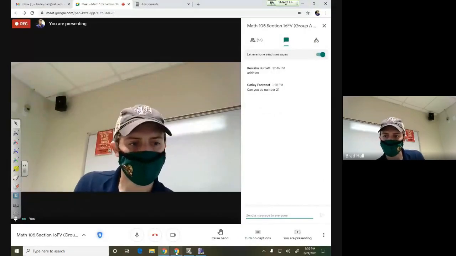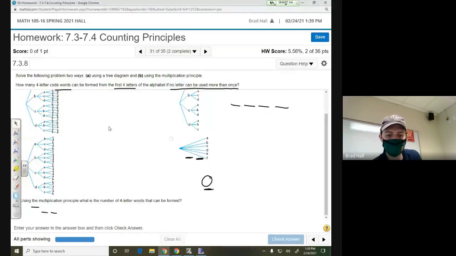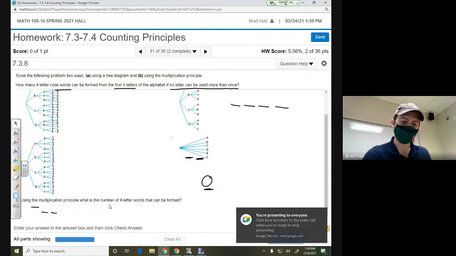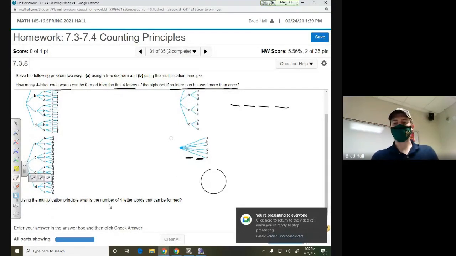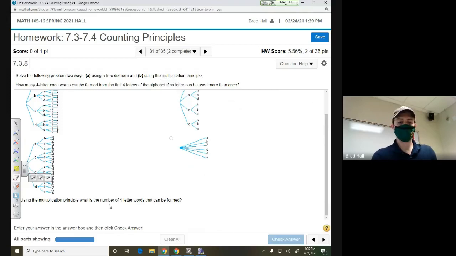Yeah, I'll look at number 2 momentarily. So now it's saying using the multiplication principle. Now this is going back to something a little bit more familiar. With the multiplication principle, what is the number of 4-letter words that can be formed?